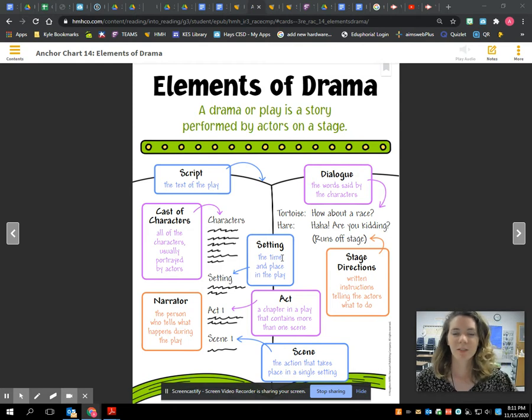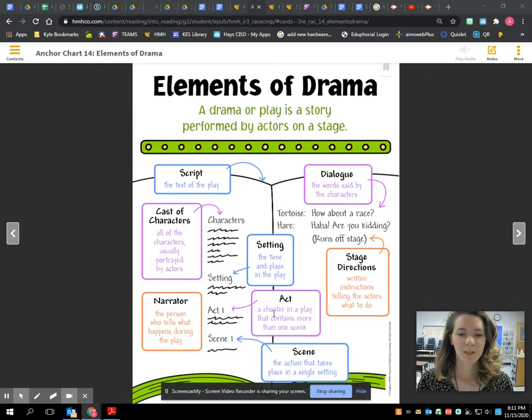The setting, just like in anything else that we have read, is the time that this story takes place and where. And lots of times the setting in a play, because characters are acting it out on stage, could be made with posters or props or backgrounds behind us to help us picture, visualize where and when this is taking place.